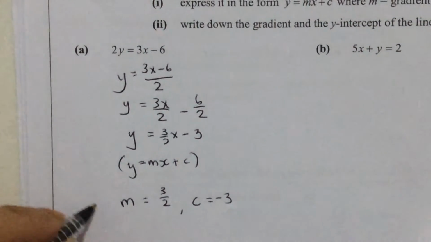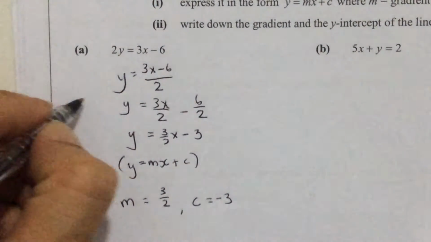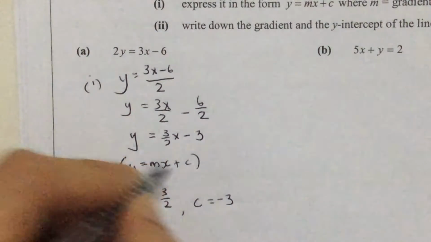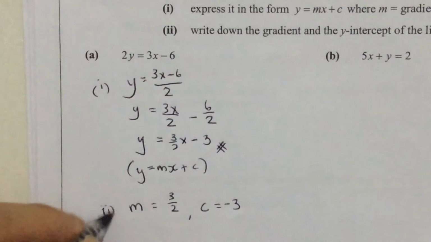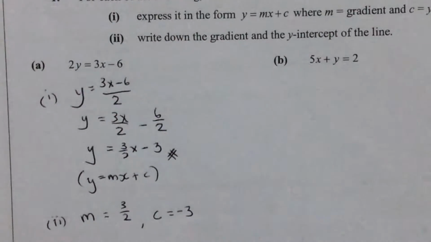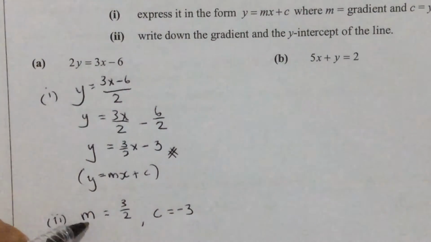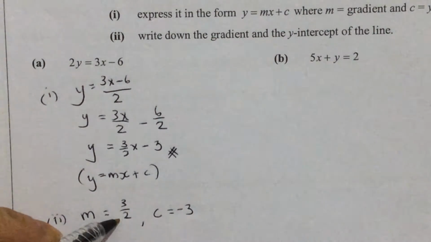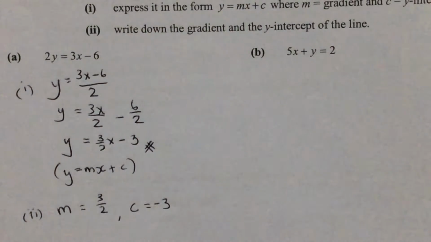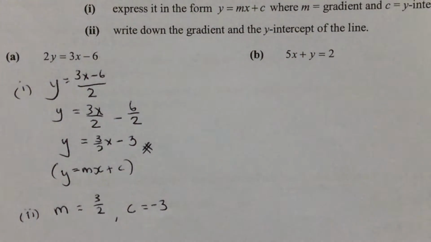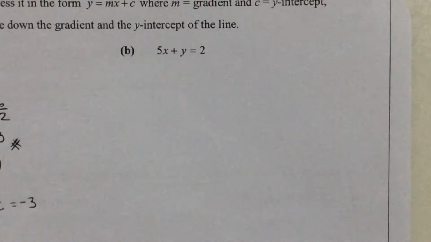So this will be the answer for the first part, and the second part here will be the answer for the second part, where the gradient is 3 over 2 and the y-intercept is negative 3. Okay, next we can take a look at the next example.